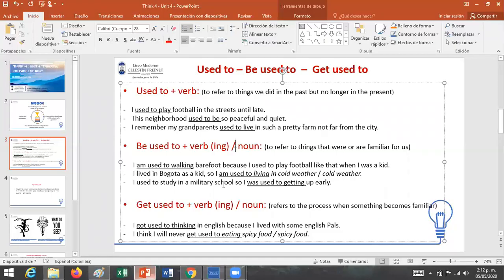¿Ok? La última, ¿qué dirá la última? I think I will never get used to eating spicy food, or I will never get used to spicy food. What does it mean? Yo creo. Nunca me acostumbraré a comer comida picante. Exactamente, muy bien. Sí, ustedes pueden decir get used to eating spicy food or get used to spicy food. Sí, ahí está el verbo acostumbrarse en futuro.